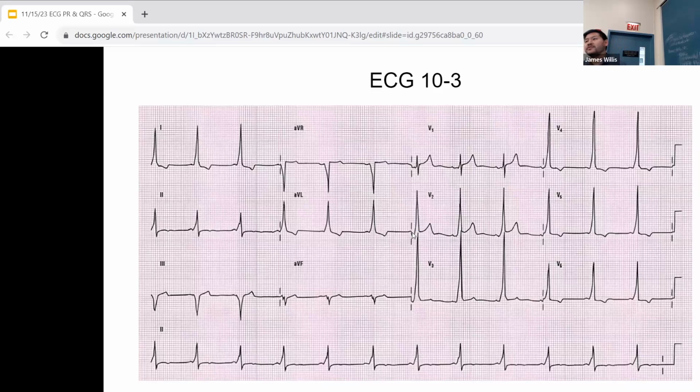What do you guys think? What's this sinus rhythm? Anything abnormal looking about this EKG? Short PR, delta waves.